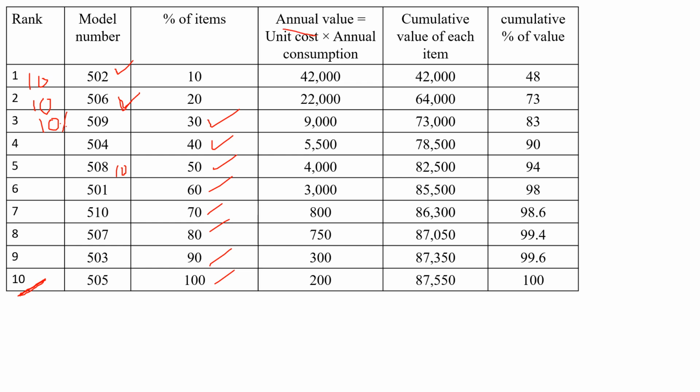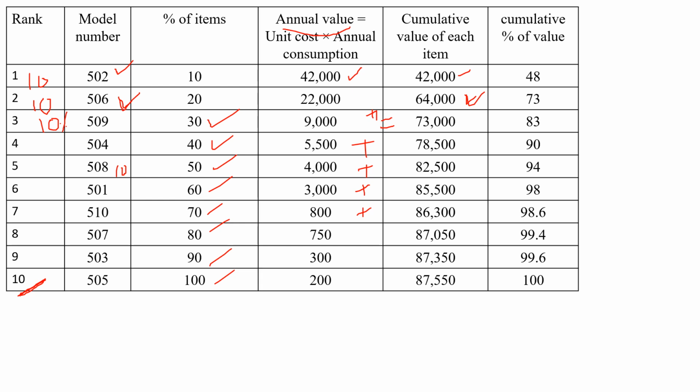Here we have determined the annual value and also arranged it rank-wise. Next we have to calculate the cumulative value of each item. The first item is 42,000. For the second one, model number 506, it is 42,000 plus 22,000, which becomes 64,000. Next, 64,000 plus 9,000 becomes 73,000. Next, 73,000 plus 5,500 becomes 78,500. Next, 78,500 plus 4,000 becomes 82,500. Next, 82,500 plus 3,000 becomes 85,500.